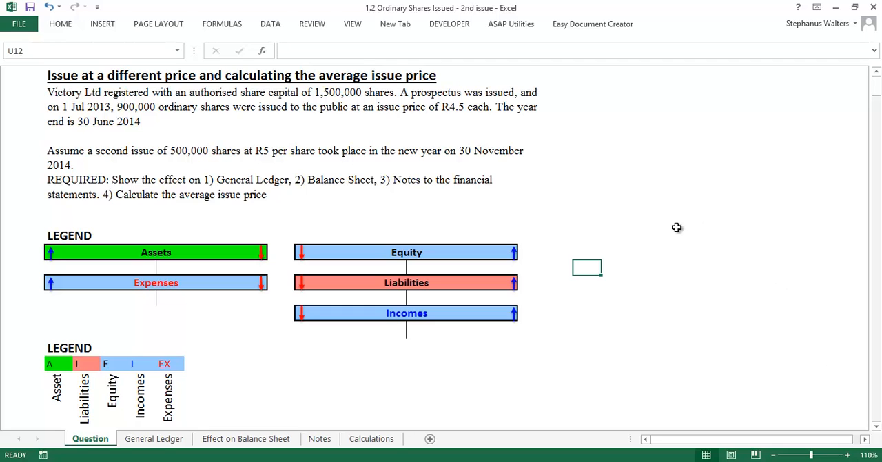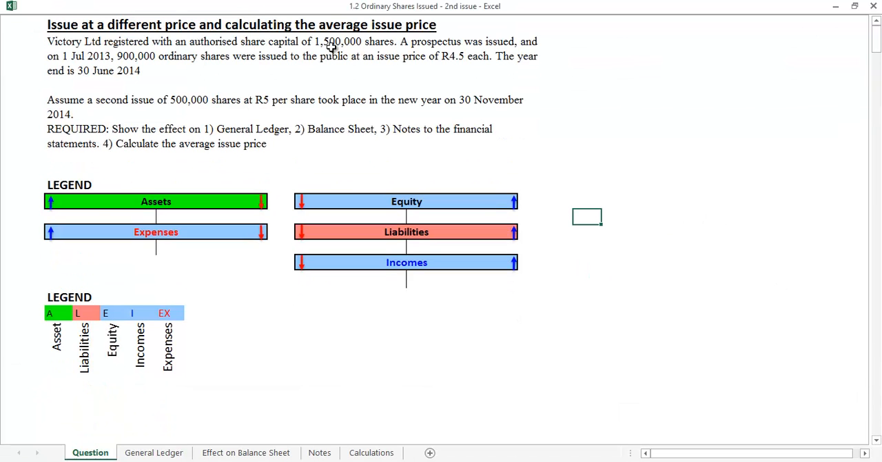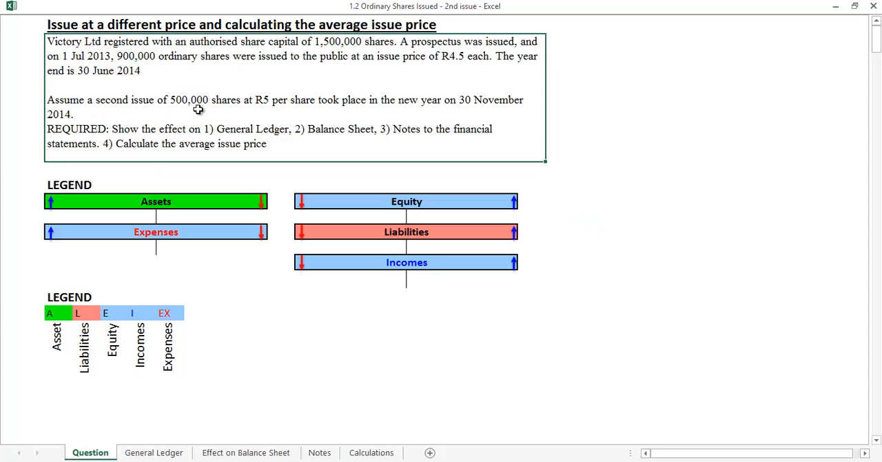Right, so the next example deals with the issue of ordinary shares at a different price and then also the calculation of the average price. So let's have a look here. It's exactly the same question. The only thing that changes is that we've got this second issue here of 500,000 shares at 5 Rand per share that took place in the new year on 30 November.